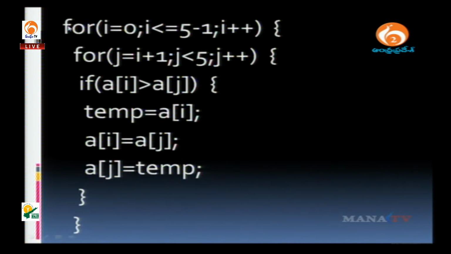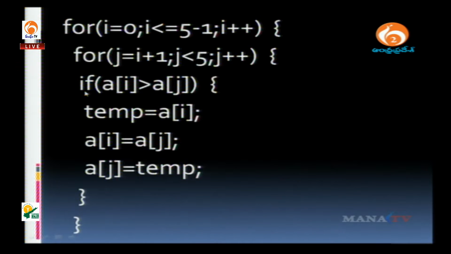This is the outer for loop, this is the inner for loop. Whenever the inner for loop becomes false, control goes to the outer for loop. If the inner for loop condition is true, only the body of the inner for loop will be executed. The outer for loop is executed whenever the inner for loop becomes false. Next, this is the inner for loop: for j equal to i plus 1, j less than 5, j plus plus. This is the beginning of the inner for loop.